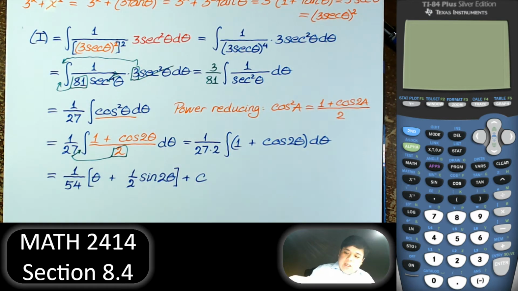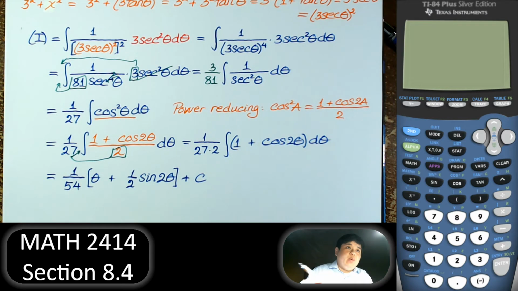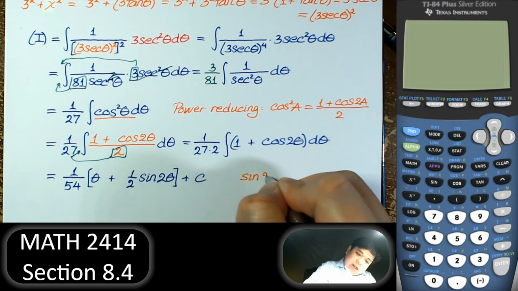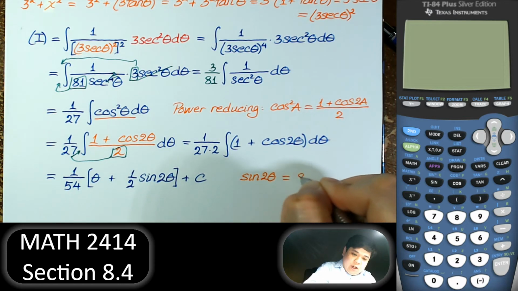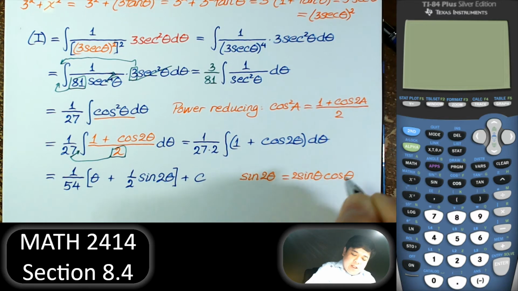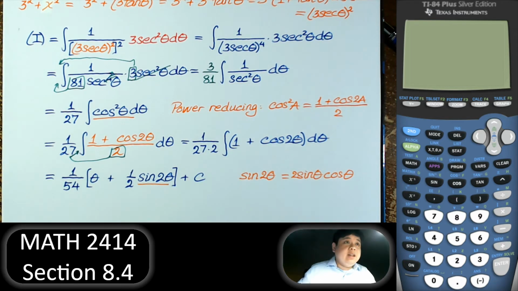Let's see. Once again, we have the double angle. Sine of 2 theta is equal to 2 sine theta cosine theta, and substitute into here.